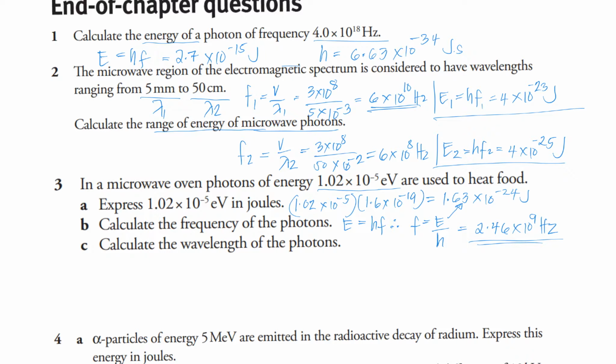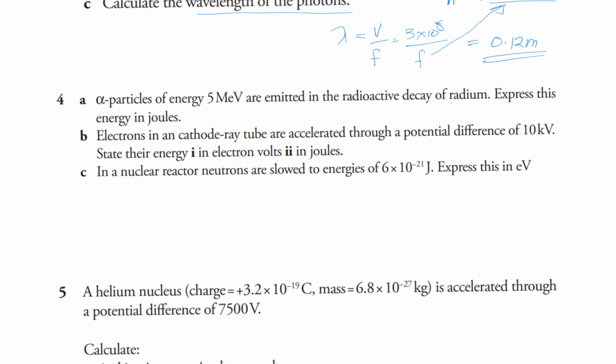Let's go to the third one. Calculate the wavelength of the photon. Wavelength lambda is simply velocity over frequency. This is the speed of light, 3 times 10 to the 8, all over your frequency here. Your frequency is actually this one. Then calculating that, it will give us around 0.12 meters. This is the answer. Let's go to number 4.